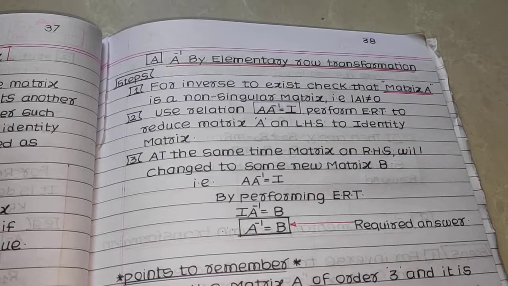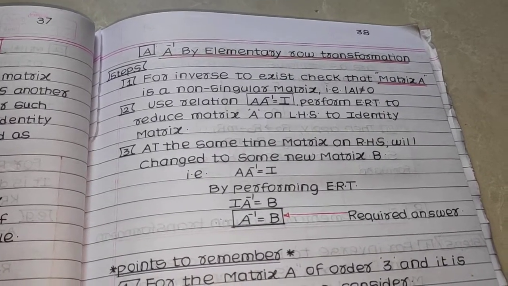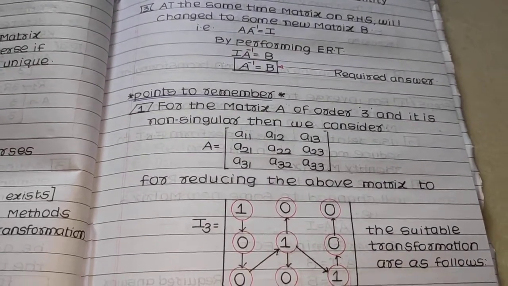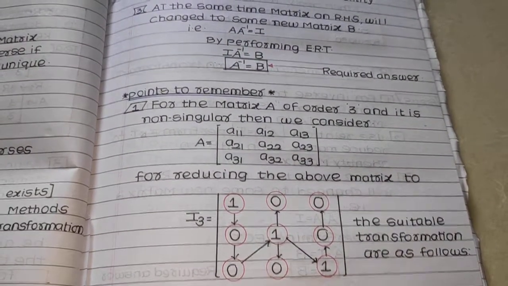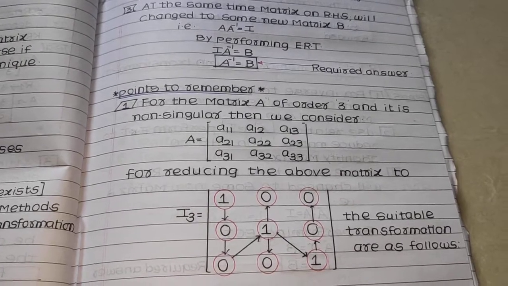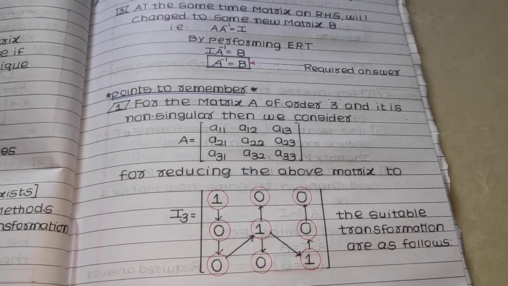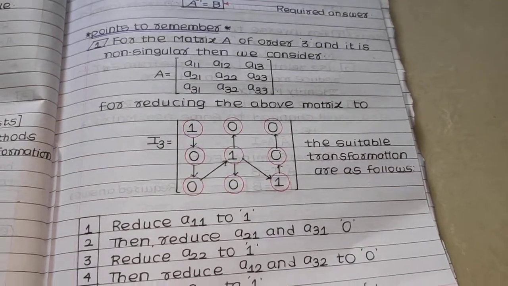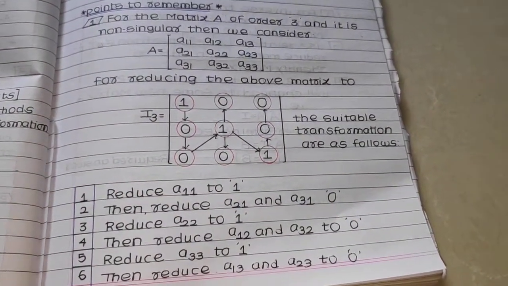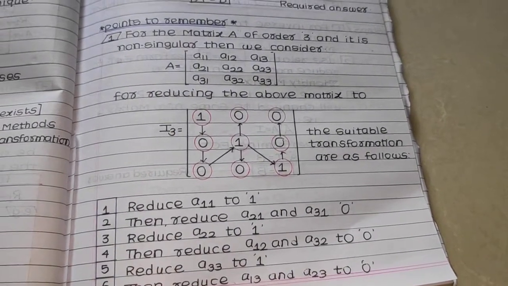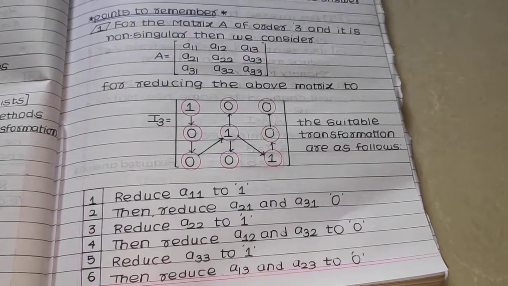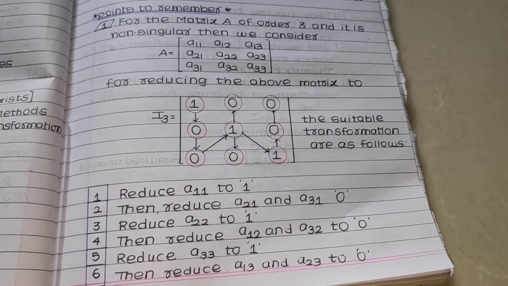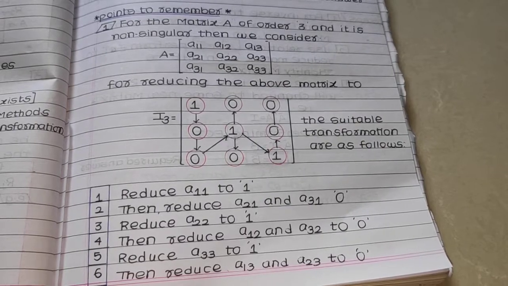More precisely, the operations take place in the way I have given in a case study. Step number 3: required answer. Now points to remember: for a matrix A of order 3 that is non-singular, we consider matrix A with entries a11, a12, a13 and so on. So how to reduce it? If you follow the steps, it can be any sum from any section, there should not be a problem. The first one: reduce a11 to 1, then reduce a21 and a31 to 0, and so on.